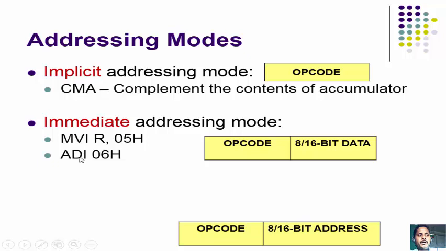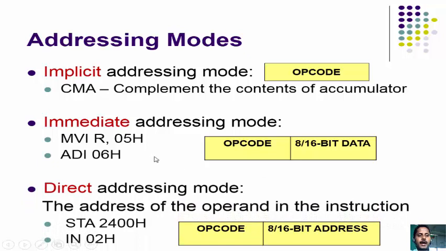Another example, ADI. So AD indicates addition operation and I means immediate. Okay, so add immediate 06 hex in accumulator, that is A plus 06. So in detail about the different instructions available of 8085 we'll see later. So to identify the immediate addressing mode, always you will find the capital letter I. So I indicates immediate addressing mode.